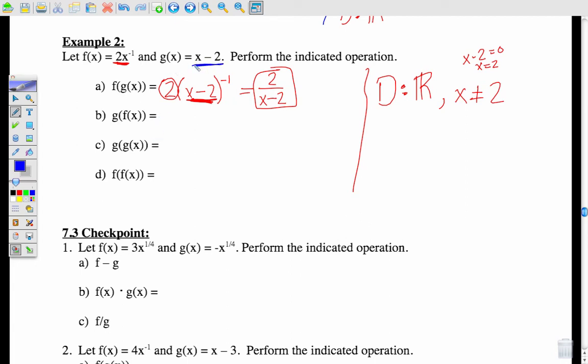All right, let me go to a different color here. Let's do g of f of x. So now I do the same thing. I'm going right here, and I'm going to rewrite this, and everywhere I see an x, I'm going to put in 2x minus 1.